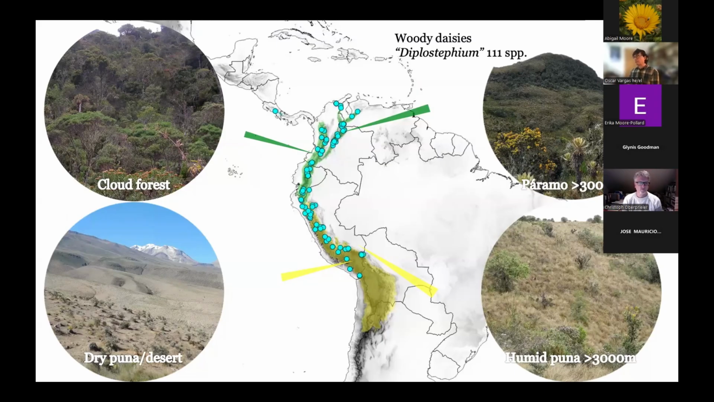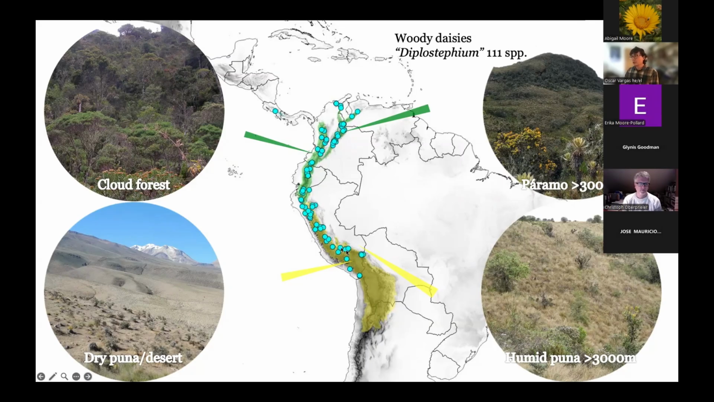So this is a map showing the distribution of the genus Diplostephium before it was split, and I'm going to talk a lot about that in a second. But yeah, they're found in the cloud forest, as I mentioned, and in the Paramo. So here, cloud forest and Paramo belong to the northern Andes, which is represented here in green. So mostly Ecuador, Colombia, Venezuela. There's also a little bit of Paramo in both Panama and Costa Rica.